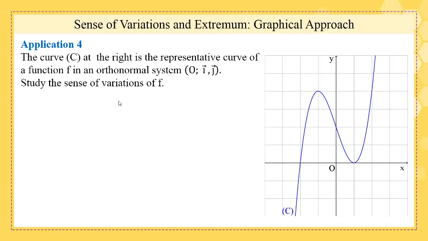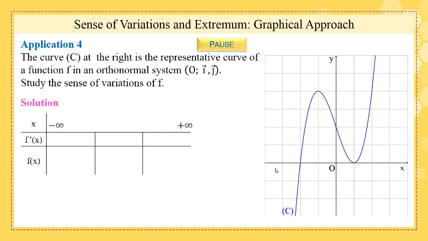Application. Please stop the video, then solve this application. f is strictly increasing, which means that f prime is positive. It increases till the maximum point of abscissa -1 and ordinate 4.